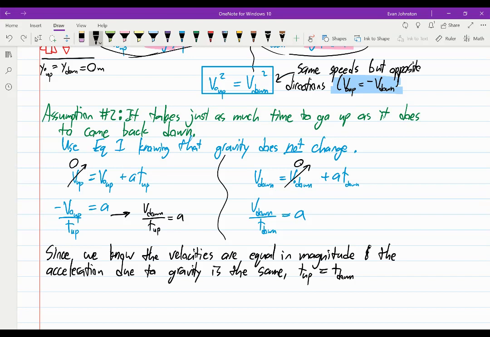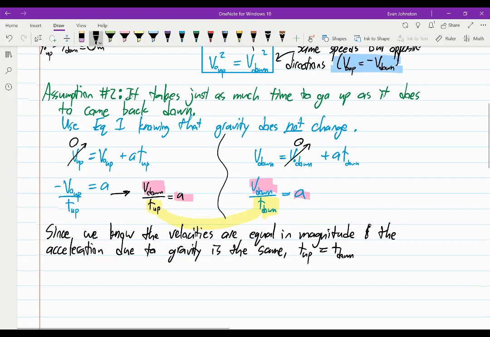And so looking at that, well, a is the same on both sides. v down is the same on both sides. And so if this is equal, that means that this little t up must be the same exact thing as t down. That's what this is proving to us. Since the right sides are both equal to a, well, the left sides must be the same. And so that means that our times must be the exact same value. Okay, that's what this is saying here. So we know this one now. It takes just as much time to go up as it does to come back down.